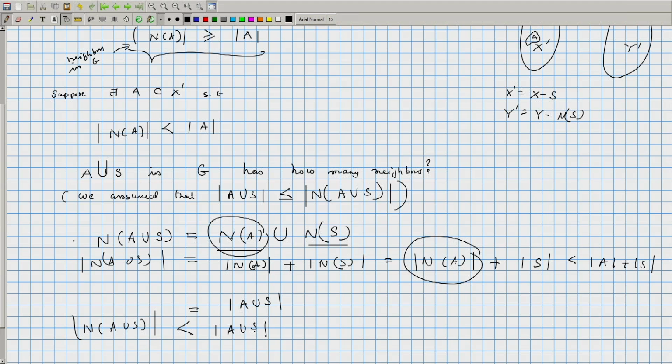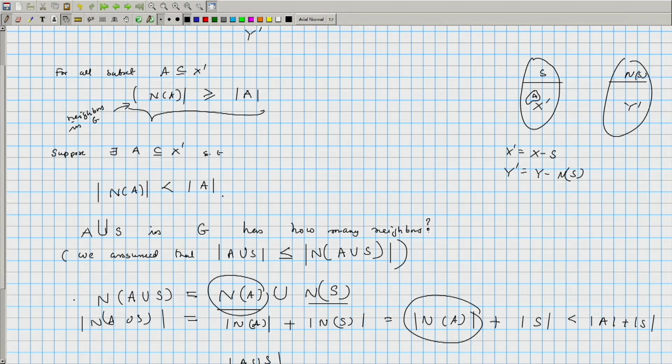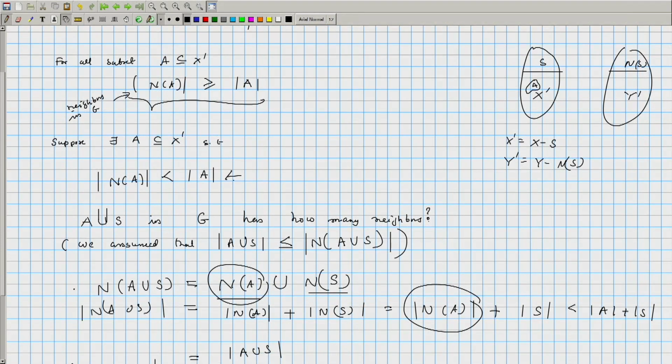So that is the contradiction, and therefore our assumption is wrong, namely the assumption that the size of N(A) is less than the size of A is faulty. So that means the size of N(A) is greater than or equal to the size of A. Now we can apply Hall's theorem to the smaller set X prime, and we can get a matching of size X prime between X prime and Y prime. Combine these two matchings and you will get a matching in the whole graph.